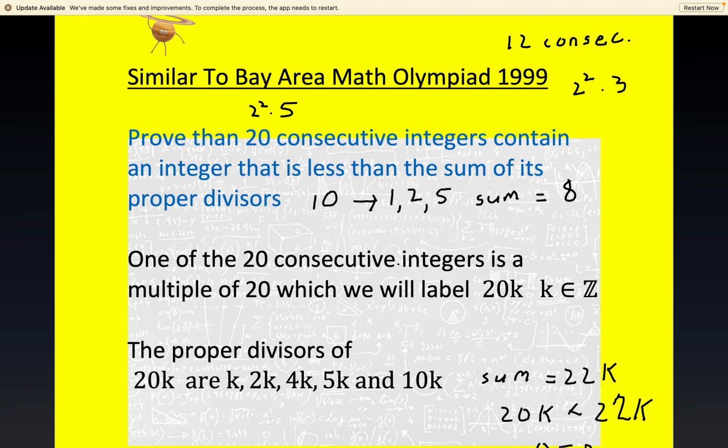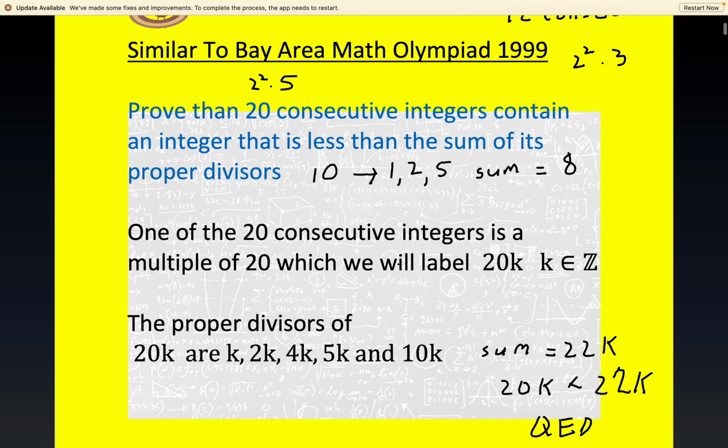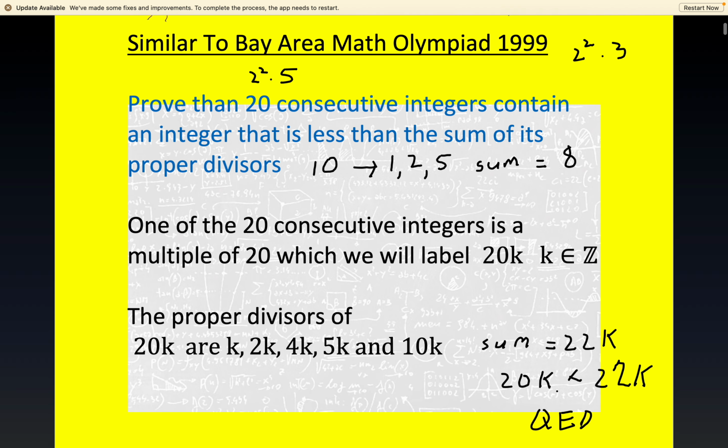But anyway, that is all. Did we prove it, folks? Yeah, I proved that it's less than the sum of its proper divisors. We did just that.